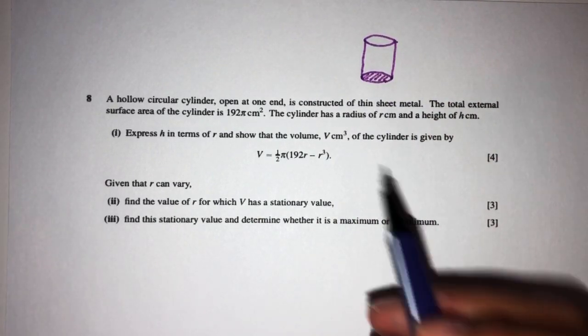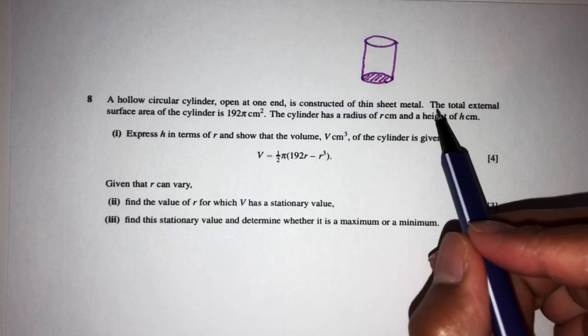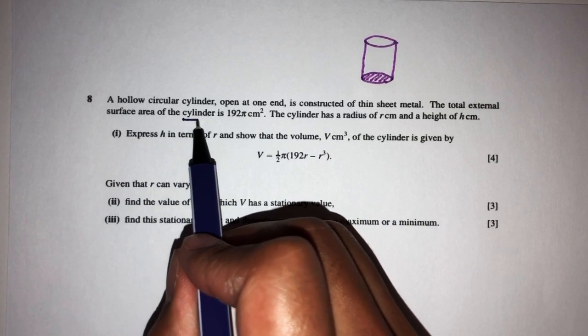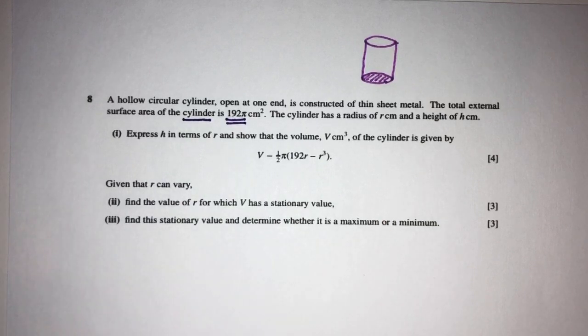Unfortunately. Now, it is constructed of thin sheet metal, okay? The total external surface area of the cylinder is 192π square centimeters. So the external surface area. Okay, good. So what can we think of right now is how would you find the total external surface area of the cylinder?